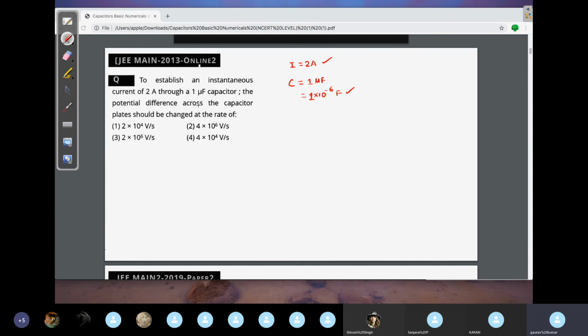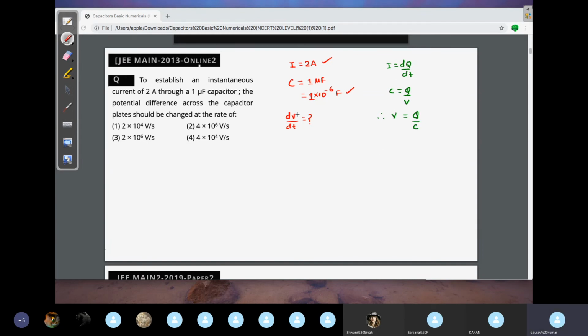So the potential difference across the capacitor plate should be changed at the rate. Rate means dV by dt. They ask you dV by dt equals what? This is the question. So how will we calculate it? See, it's very easy. We can try to explore the formulas. What is I? I is always dq by dt. And what is C? C is always q by V. Therefore, V is always q by C.